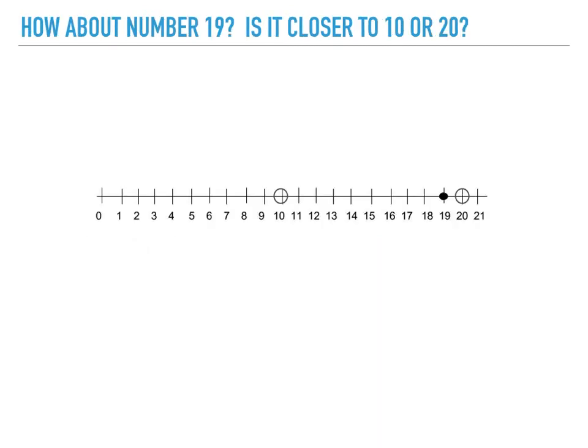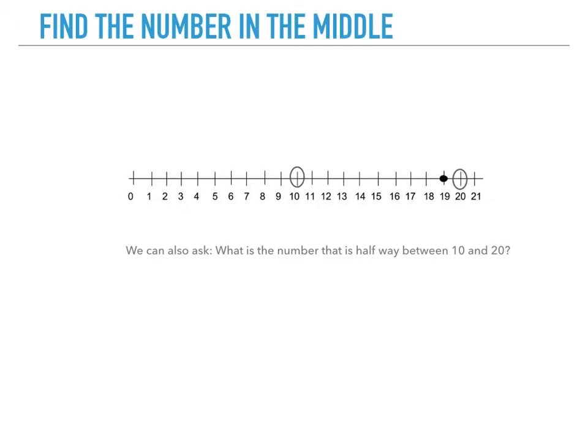How about number 19? Is it closer to the number 10 or is it closer to the number 20? We can see on our line that 19 is closer to the number 20. That means we are going to want to round up to the number 20. We can also ask the question, what is the number that is halfway between 10 and 20? We can see that the number that is halfway between 10 and 20 is 15. So we are going to ask, is 19 more or less than halfway between 10 and 20? It is more than halfway, so we can round up to 20.